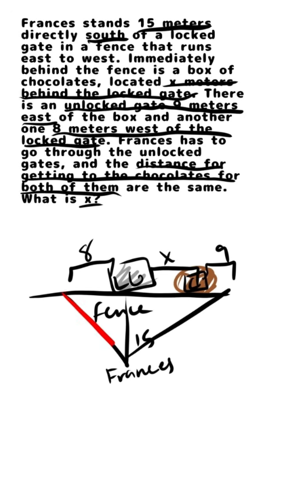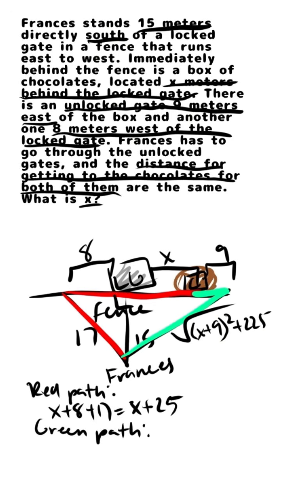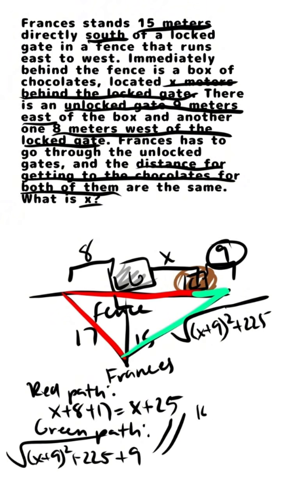What is x? Francis can either go through the red or green path, and the length of the red path is the hypotenuse of the right triangle, which has a length of 17 by the Pythagorean theorem, plus 8 plus x, which is x plus 25. Then for the green path, the hypotenuse as shown is the square root of (x plus 9) squared plus 225. Then we have to add on 9 to that, and setting these two lengths equal, we get 14x equals 50, or x equals 25/7.